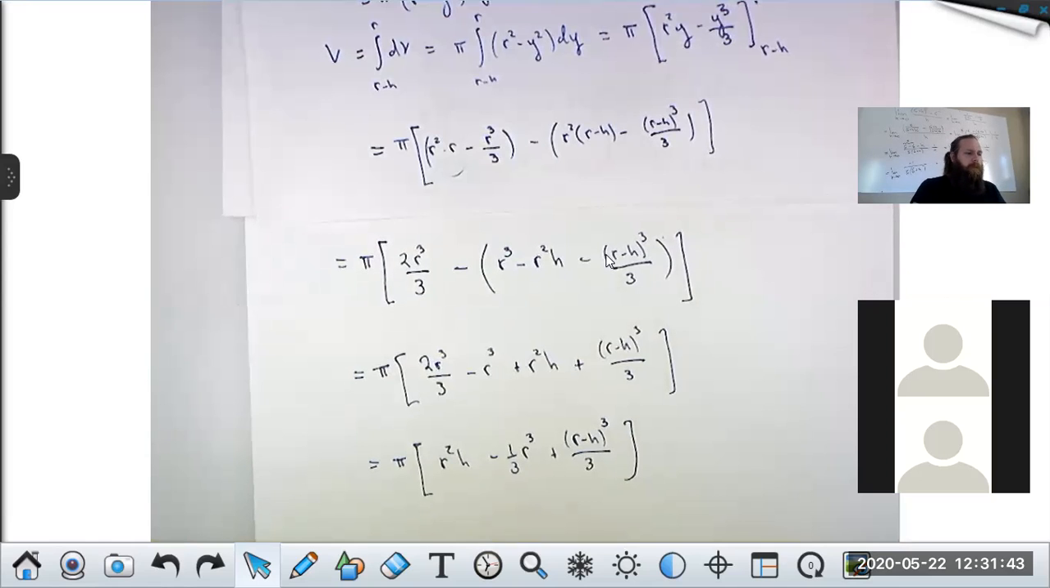I would be fine with this as a final answer. You could multiply out the (r minus h) cubed term. That's going to be r cubed minus 3r squared h plus 3r h squared minus h cubed. But this is okay. There's nothing wrong with this. I would probably let it sit here.